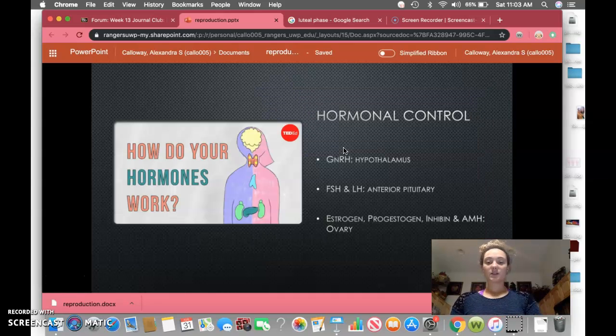So this whole process is controlled by hormones, and some of the main ones are GnRH, which is secreted by the hypothalamus. We have FSH and LH, which are secreted by the anterior pituitary. And then we have estrogen, progesterone, inhibin, and AMH that are secreted by the ovaries.